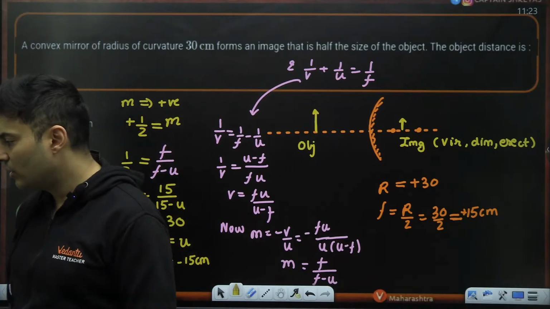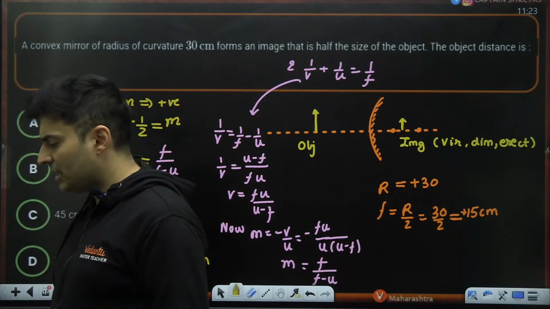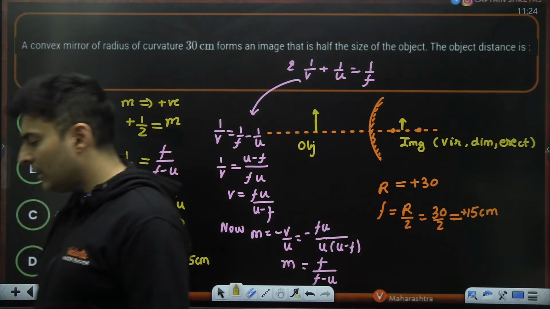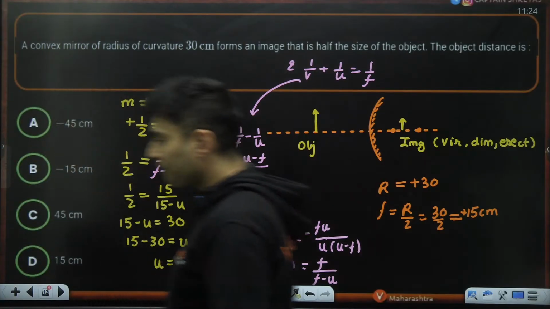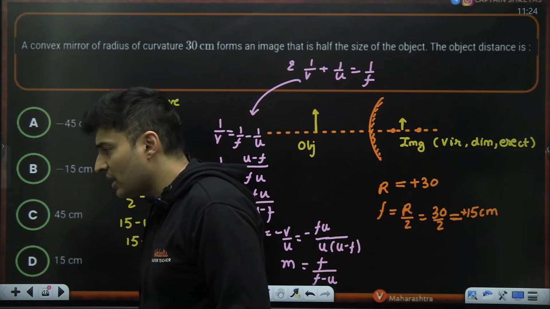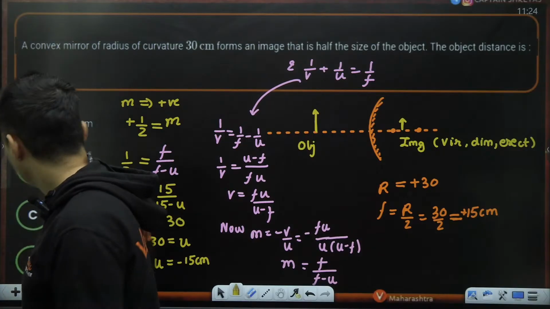Is that absolutely clear, everyone? You missed the starting part where I just quickly revised the theory of the curved mirrors, but other than that, I think it's fine. Cool. No, it's not minus 45. I don't know why some of you said minus 45. It is minus 15.